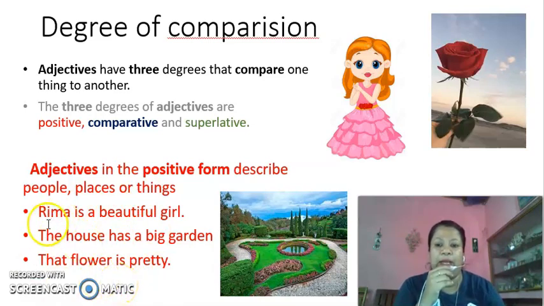For example, Rima is a beautiful girl. We are only talking about Rima. We are not comparing her with anyone. The house has a big garden. Again, we are not comparing this house's garden with another house's garden. So remember, the positive degree only discusses one thing. It does not compare two or more things, right?